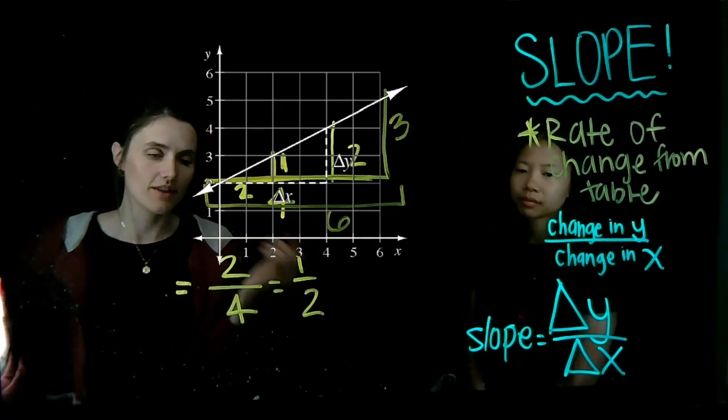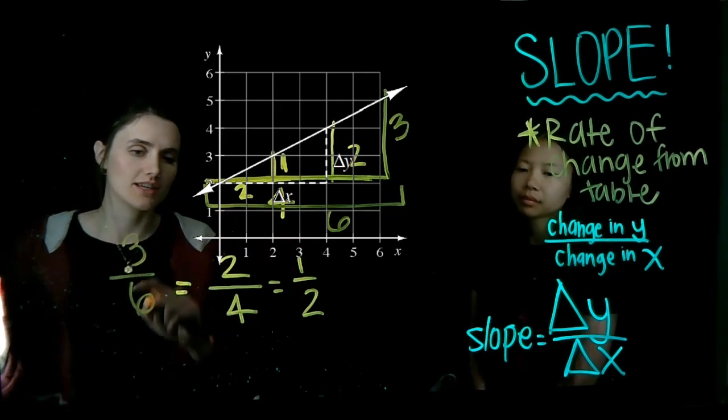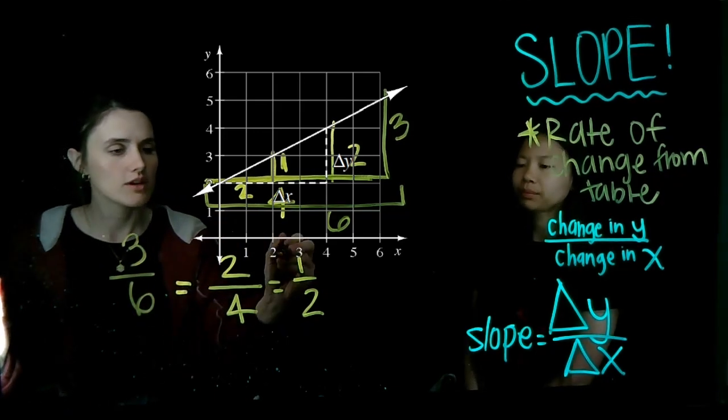I have a change in y of 3 and a change in x of 6. And so now another way we can write that slope is 3 over 6. And all of these fractions are equal to 1/2.